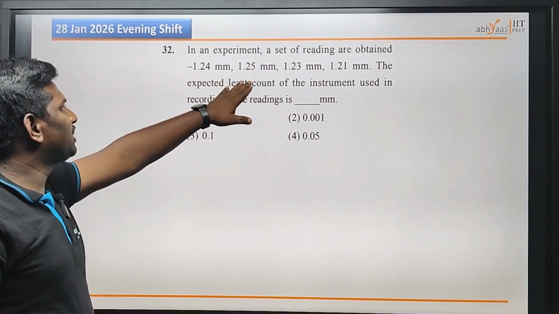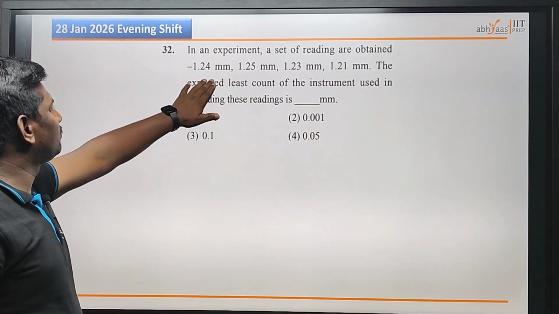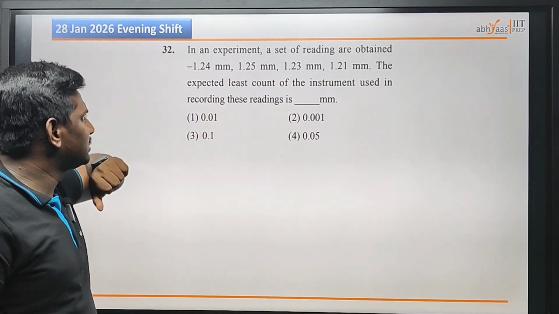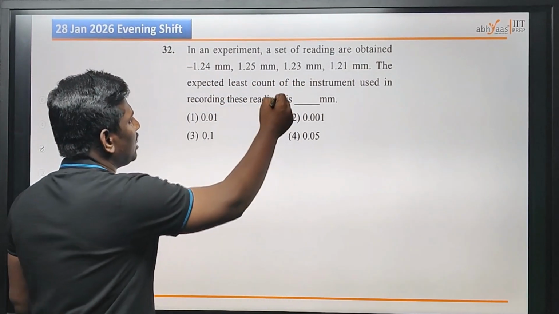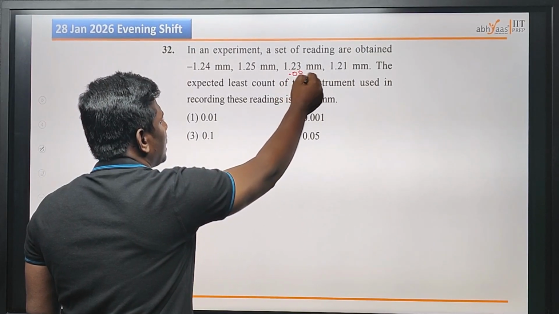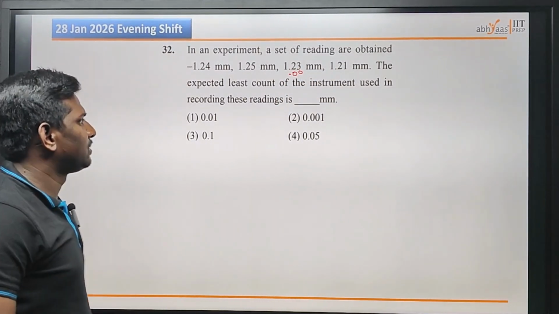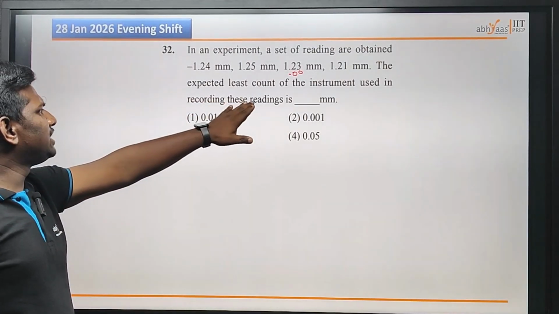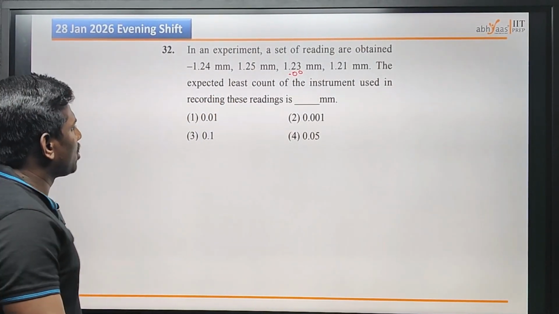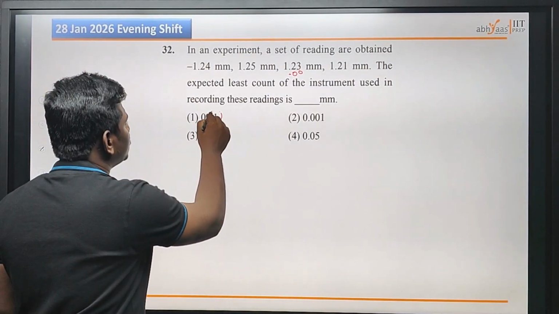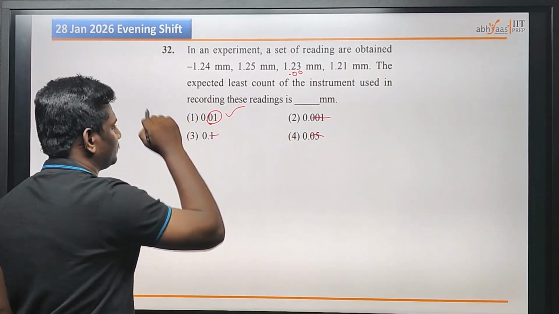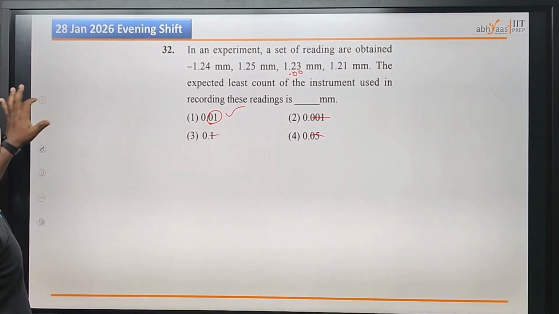Next question, question number 32. In an experiment, a set of readings is obtained: 1.24 millimeters, 1.25 millimeters, given in millimeters. After the decimal point you have 2 digits. So the expected least count of the instrument used in these readings, after the point you have 2 digits, this is your least count. Option 1 is your least count.